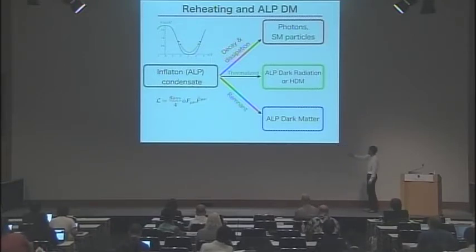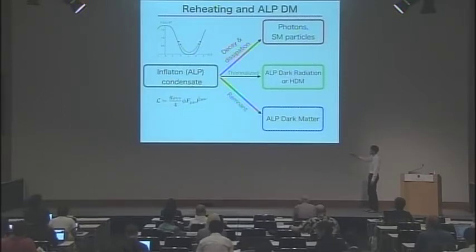And this dissipation rate actually depends on the temperature, which decreases faster than the Hubble parameter. So at a certain point, the dissipation effect stops, and we are left with some amount of the inflaton condensate that becomes dark matter later on.